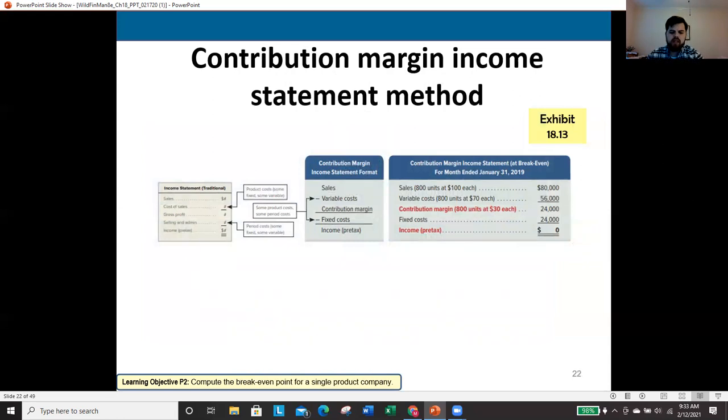Now, our next method is the contribution margin income statement method. So the way this works is essentially we start at the bottom and we go straight up. If my income has to be zero, and we know it does because we're calculating break even, and by definition, break even is when income is equal to zero, then I will know what my fixed cost level is. So I will see fixed costs of $24,000. That will tell me my contribution margin had better be $24,000 because my contribution margin better equal my fixed costs. At that point, we can then figure out my variable costs and my sales by simply solving up.